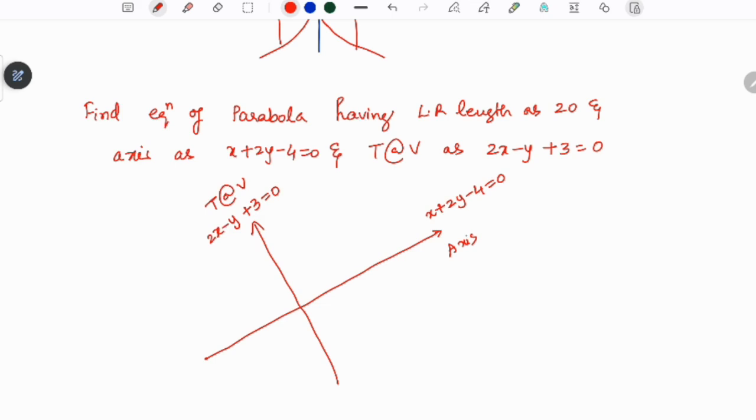Now I have to find the parabola equation. What is the vertex? This is the vertex, no? Intersection of the tangent at vertex and the axis. Find the parabola equation. Latus rectum is 20. How many parabolas are there? How many answers we will get?